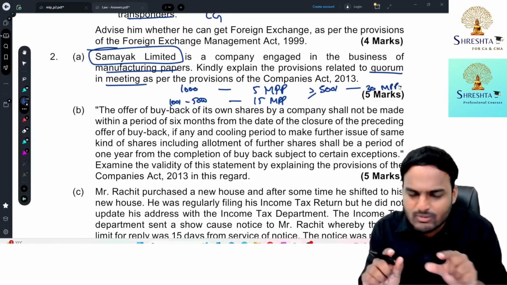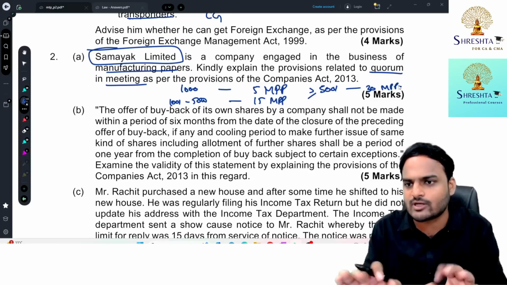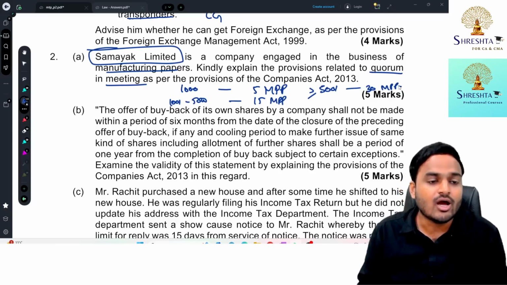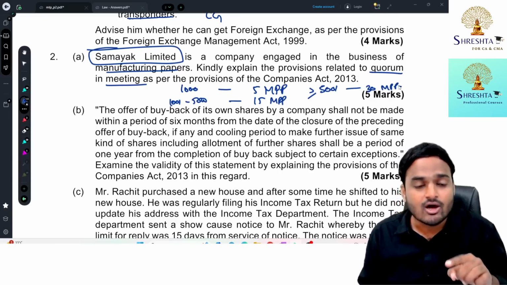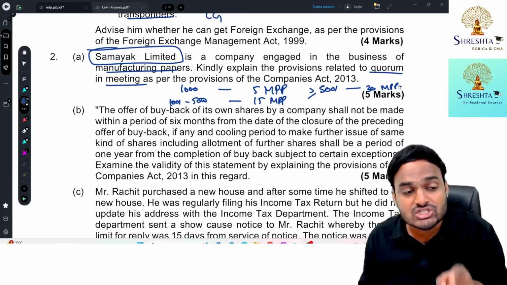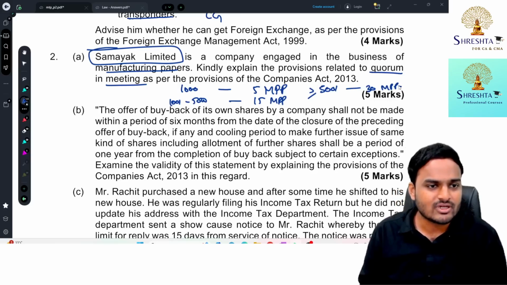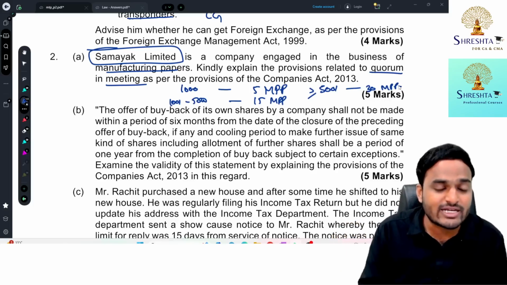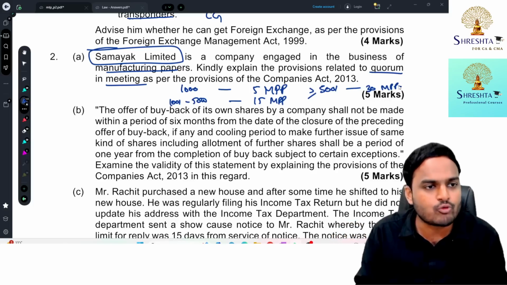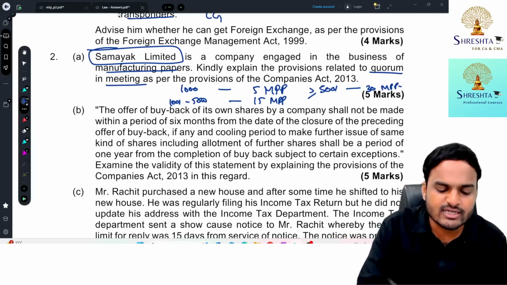If you write this much of the answer, you'll get 2.5 marks for sure. You won't get 5 marks. Why? You need to write one more point. The point is, or such other number mentioned in the AOA. Now, the number mentioned in the AOA as quorum or the statutory limit, whichever is higher, you have to follow. Let's see the answer.